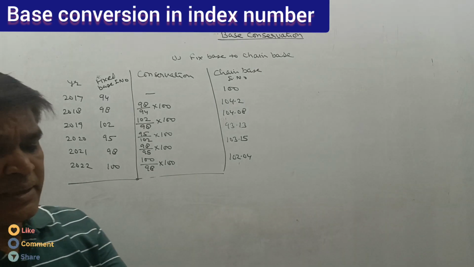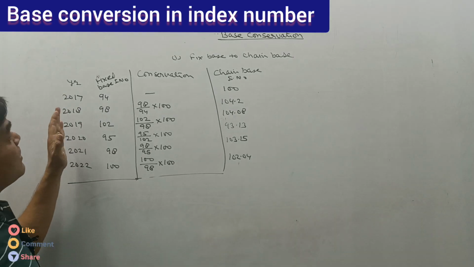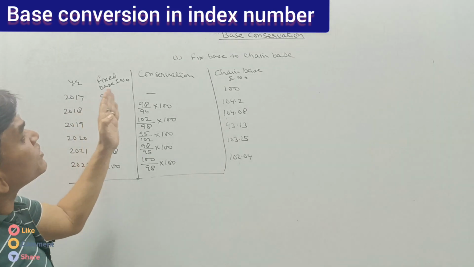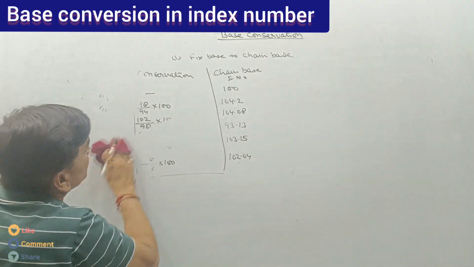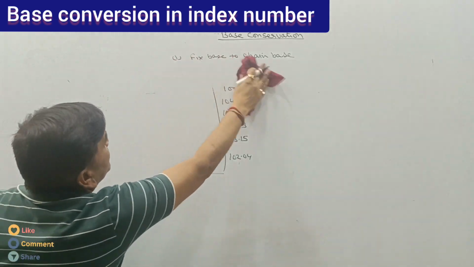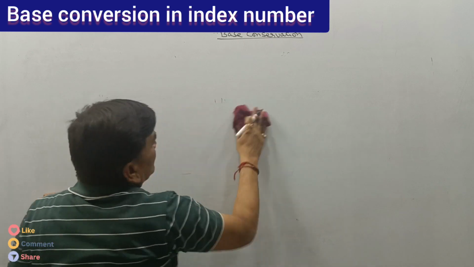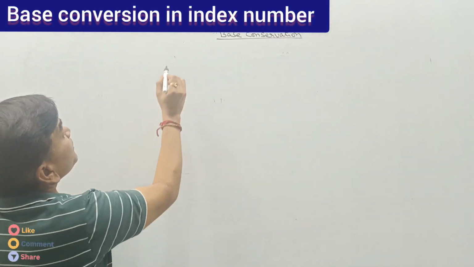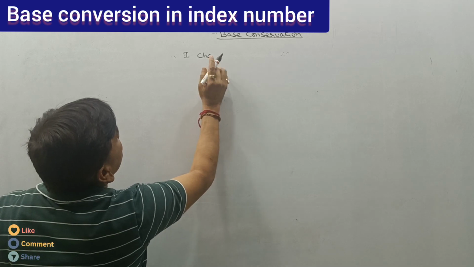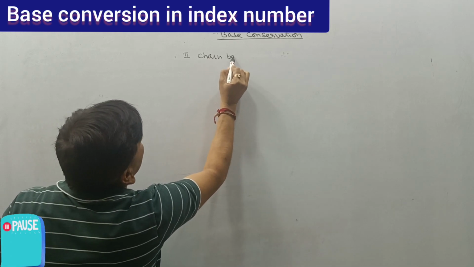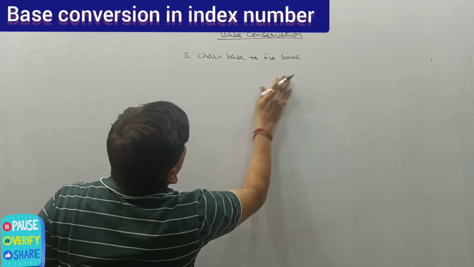Now another method. This is the conversion of fixed base to chain base. If we want the conversion of chain base to fixed base, just do the opposite of this. Second, if we want to change chain base to fixed base, how can we convert this?